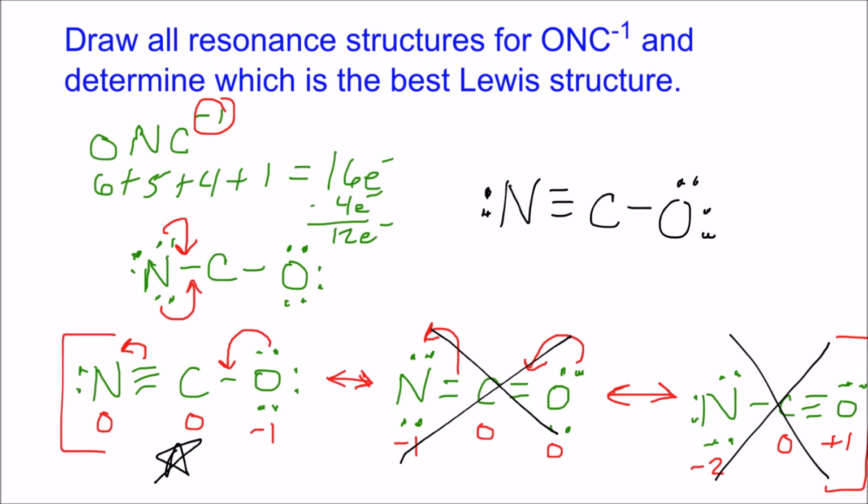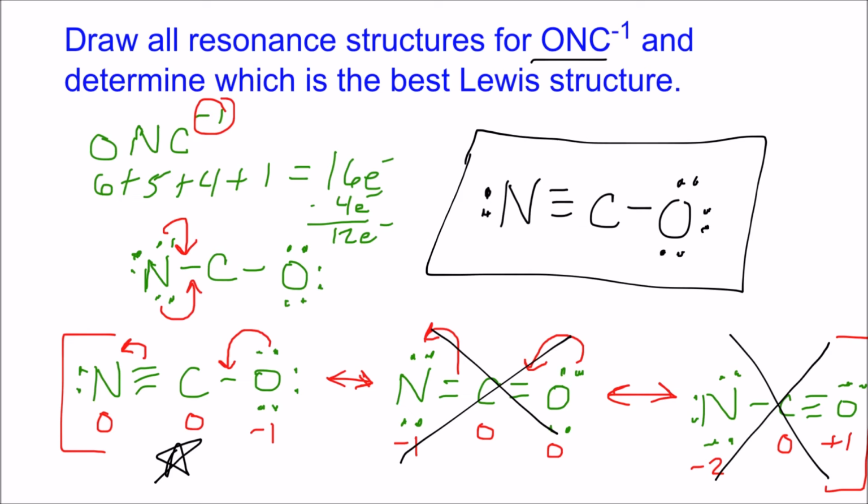So if you were on a quiz or a test or a piece of homework and you were asked to draw the best Lewis structure for this molecule up here, this is the one that you should give. If you were asked to draw all the resonance structures, you would need to give all 3 of these resonance structures down here.